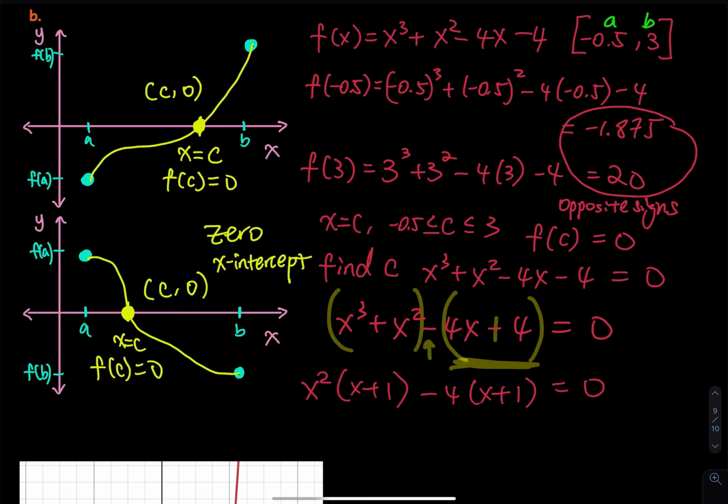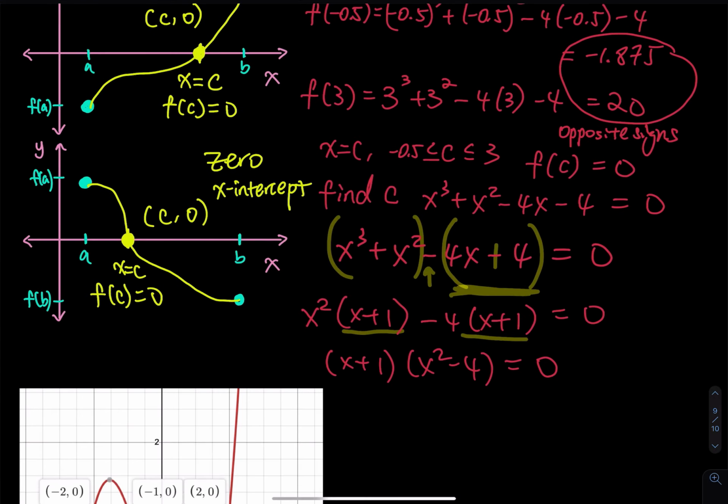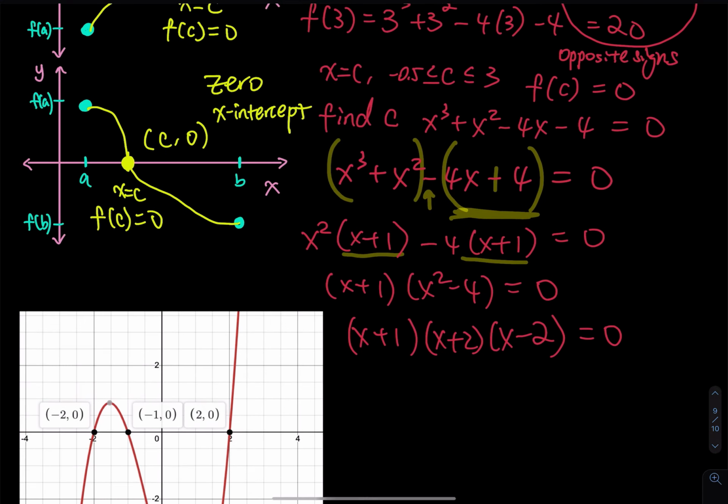Then we factor this common factor, which is x plus 1, and we have x squared minus 4 equal to 0. Keep moving. You have x plus 1, and then x squared minus 4, that is x plus 2 times x minus 2, equal to 0. As a result, x equals negative 1, negative 2, and positive 2.